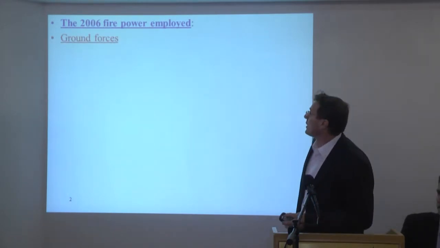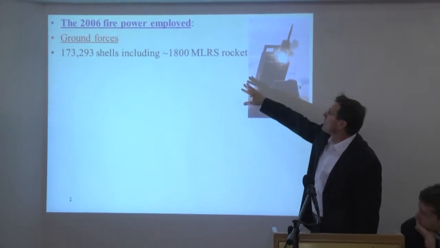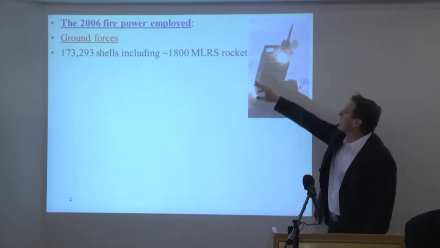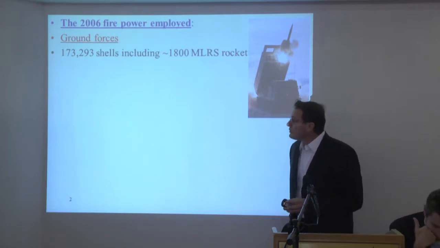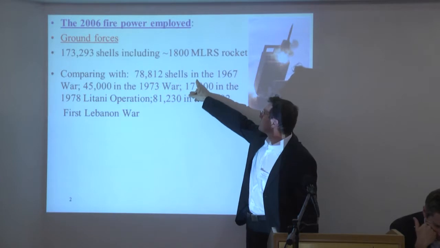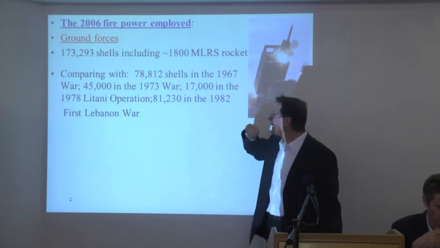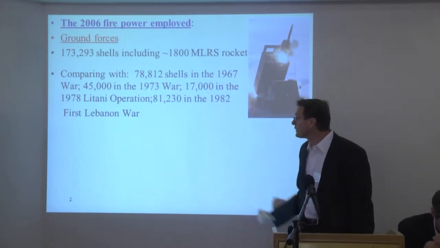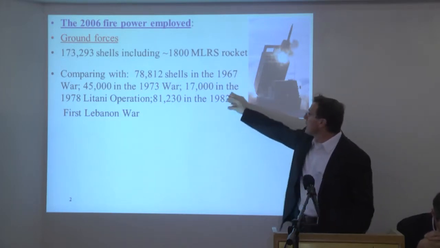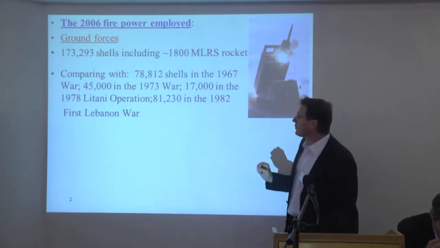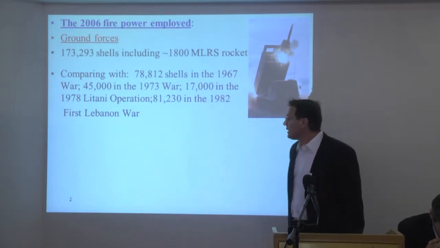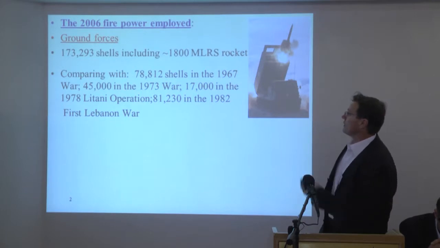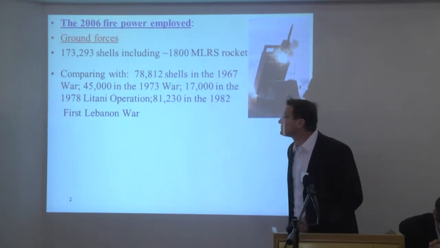What happened in that war when we come to firepower? Ground forces used a huge number of shells, as you can see, more than 170,000, including more than 1,800 MLRS rockets, as you can see in the picture. To impress you, compare with the number of shells in the 1967 war, in which we fought a regular army. In the 1973 war, in which we fought two regular armies with the help of Iraqi forces and even Saudi forces, it was 145. In the 1978 Litani operation, in which Israel took control over the same area, Israel used only 7,000 shells. And in the first Lebanon war, in which Israel fought even against the Syrians, it was 81. So it's a huge number which was used.